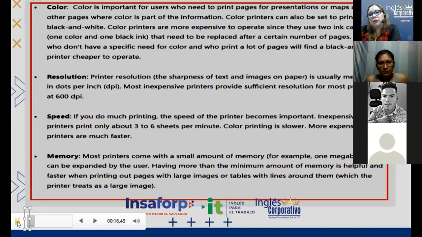Color printers are more expensive to operate since they use two ink cartridges, one color and one black ink, that need to be replaced after a certain number of pages. Users who don't have a specific need for color and who print a lot of pages will find a black and white printer cheaper to operate.